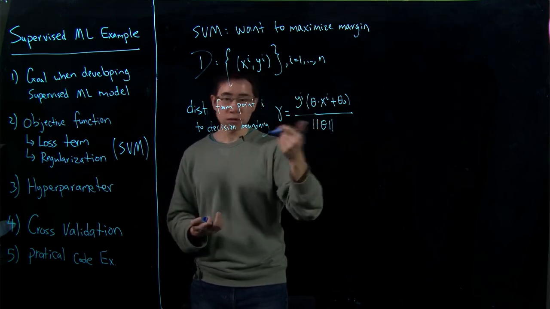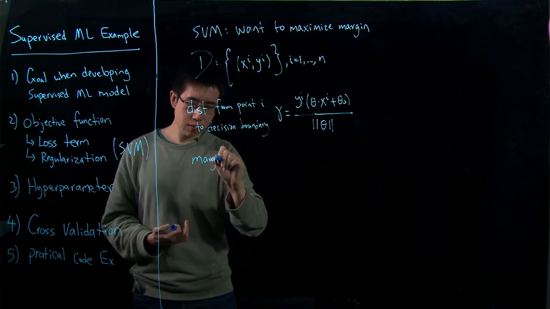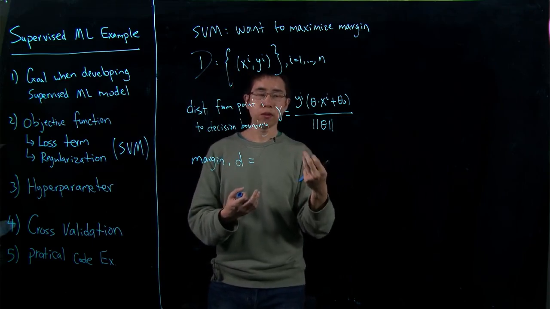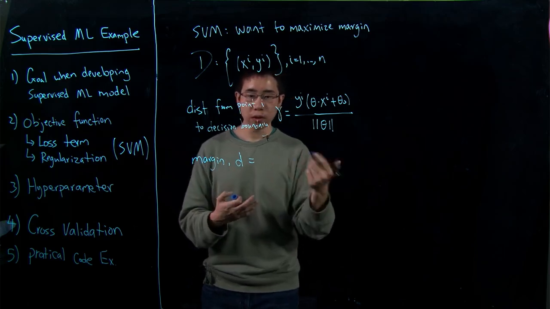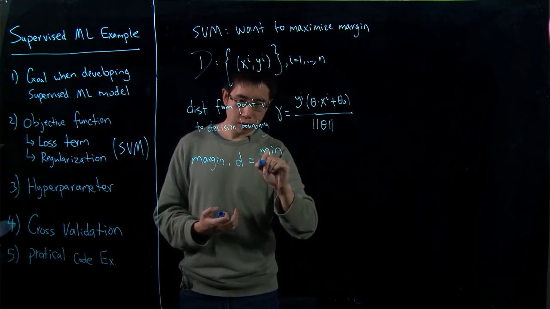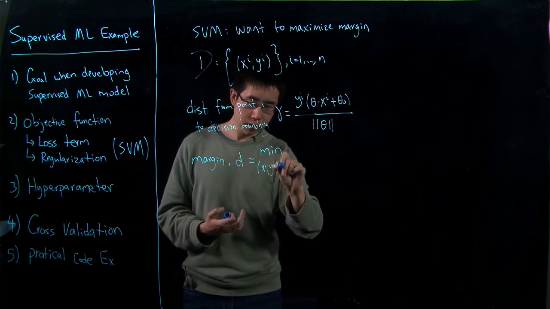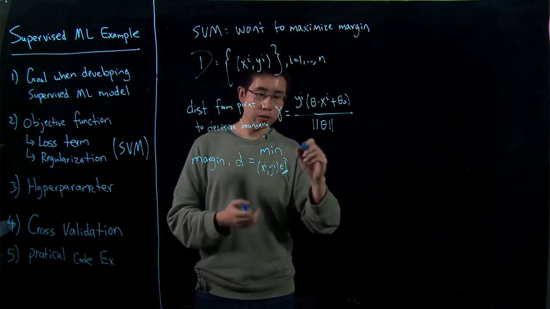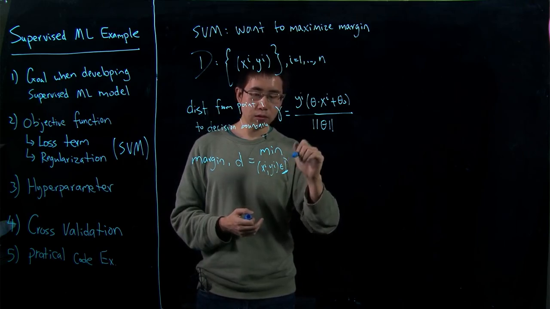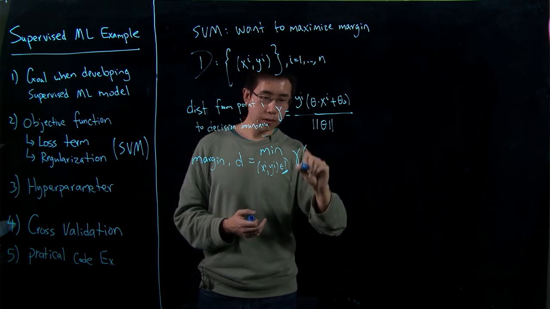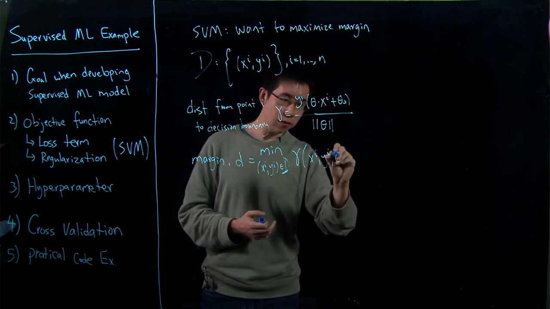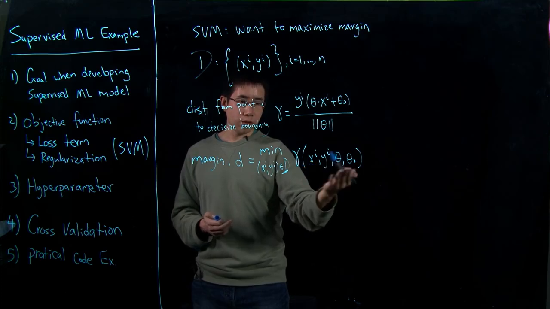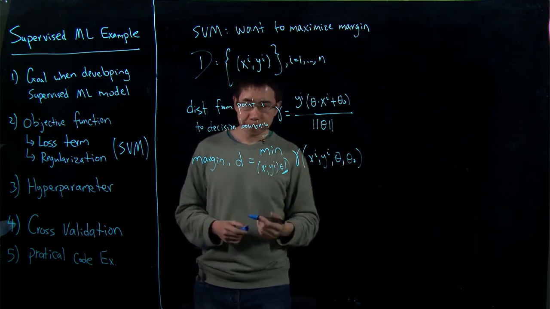And we define the margin, let's call that D, as the minimum distance between any of the points and the decision boundary. So it is the minimum over xi, yi in D of gamma of xi, yi, theta, and theta naught. And gamma here is a function of xi, yi, theta, and theta naught, as you see here.